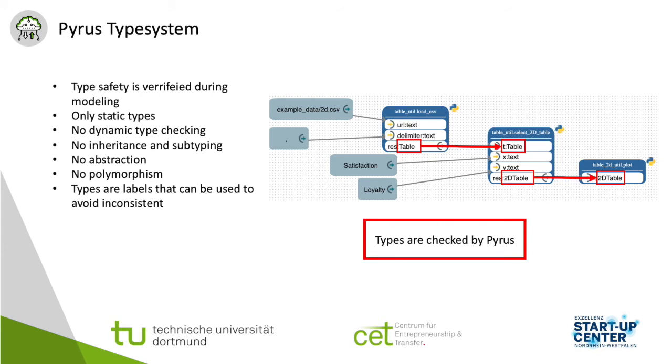The individual types can be chosen by the user and thus come from a static type system which is validated by Pyrus at modeling time. Each type is thus only symbolically considered and validated, which means that an output can only be connected to an input if the type name matches exactly. Concepts from object-oriented programming like polymorphism, abstraction and inheritance do not apply here.